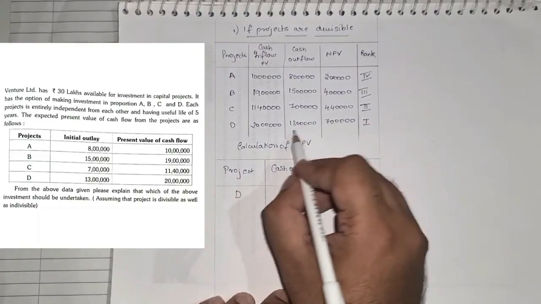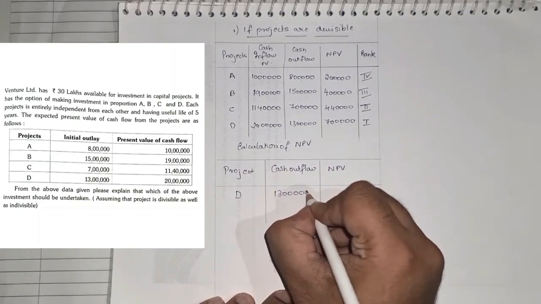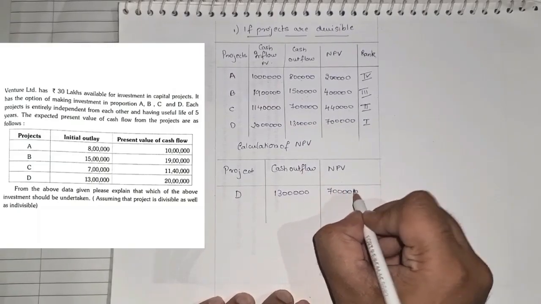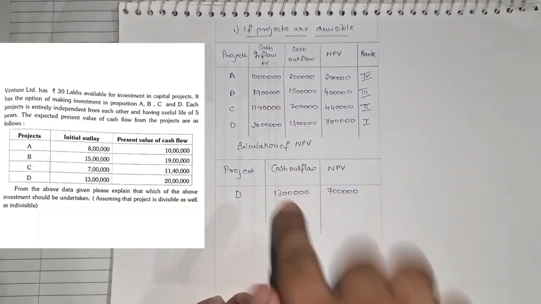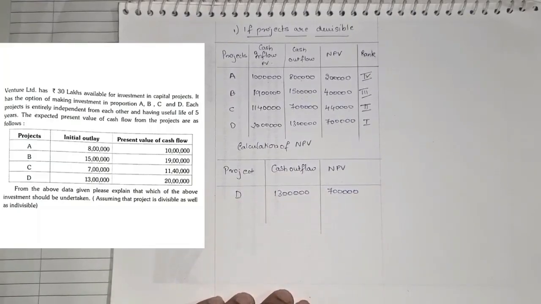The outflow of that particular project was 13 lakhs. So we'll note down that. And the NPV that it will fetch us is 7 lakhs. So we have noted that also. So out of 30 lakh investment, 13 lakhs we will be making in investment D. So out of 30, 13 is gone. So remaining 17 lakhs will require more.